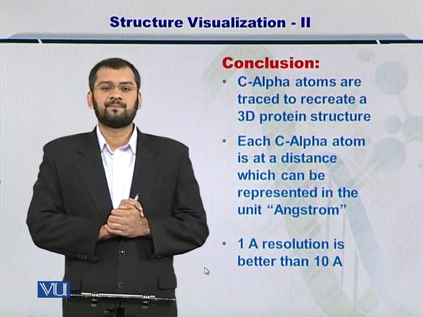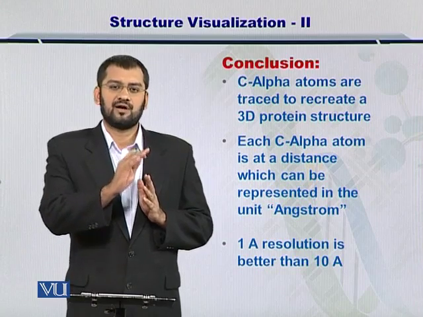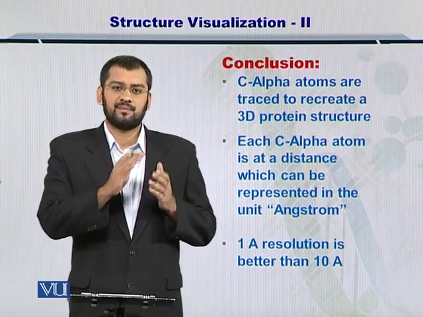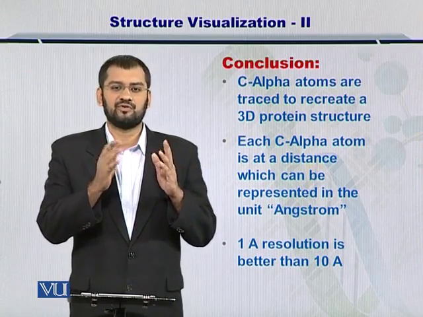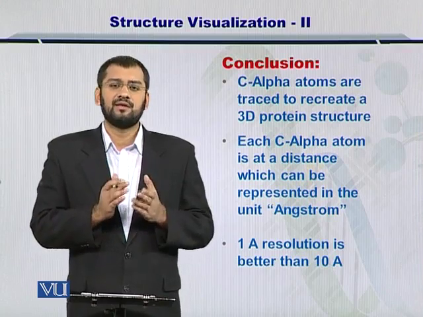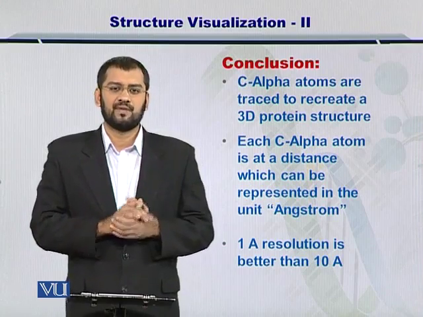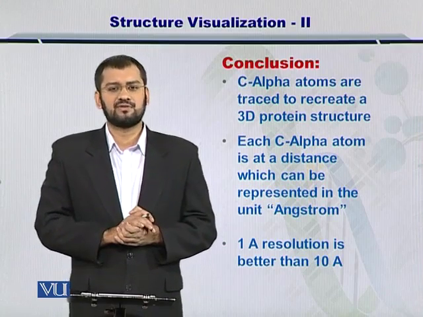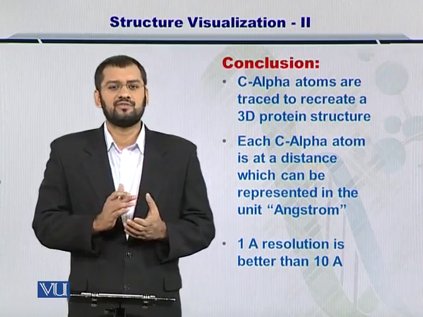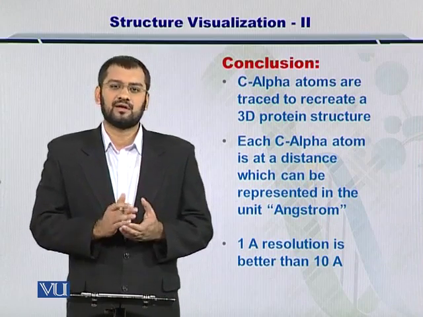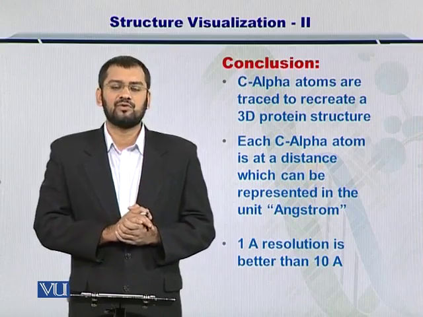So in conclusion, you visualize a protein structure by following the alpha carbon chain within the backbone of the protein, and you measure the distances between these alpha carbons using the angstrom, and a higher resolution would mean a smaller angstrom number, and therefore you need to have structures that are at, let's say, 1 angstrom or 0.5 angstrom. There are several experimental protocols that are used to measure these distances in angstroms, and we're going to look at them later.